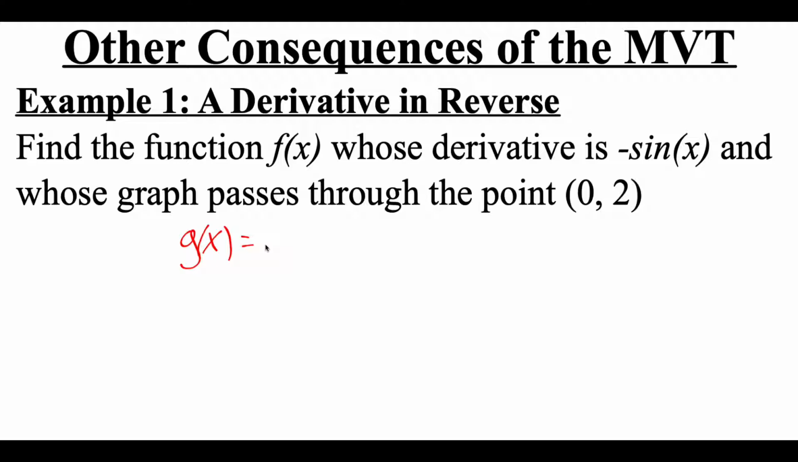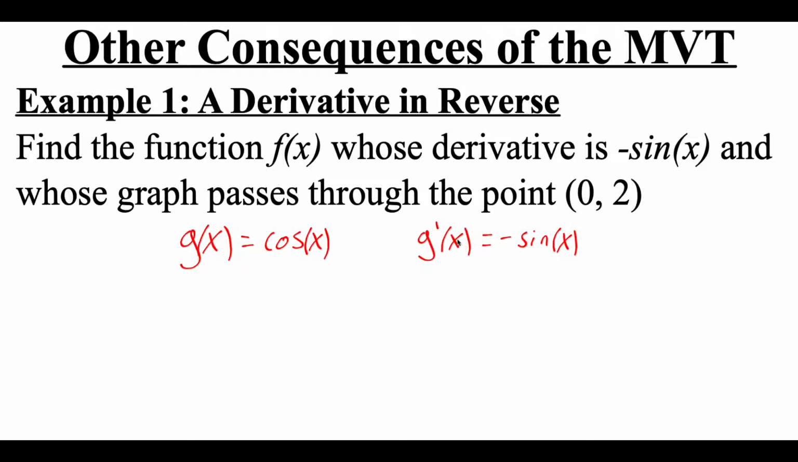Well, one of our derivatives that we've talked about is for a cosine function. And we've said that the cosine derives into negative sine of x. So if g of x is the cosine of x, then we know that the derivative of g of x is equal to negative sine of x. But we're not trying to find this g of x function. We're trying to find some f of x function whose derivative is going to be this negative sine of x, but go through the point 0, 2.